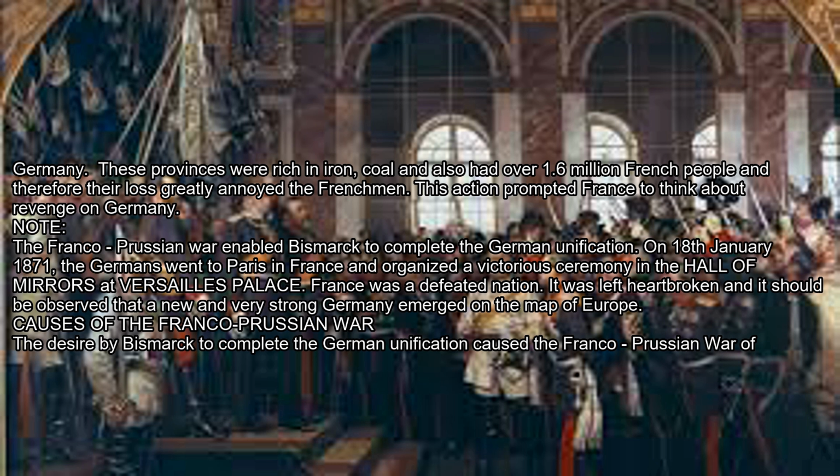On 18th January 1871, the Germans went to Paris in France and organized a victorious ceremony in the Hall of Mirrors at Versailles Palace. France was a defeated nation. It was left heartbroken, and it should be observed that a new and very strong Germany emerged on the map of Europe. Causes of the Franco-Prussian War.